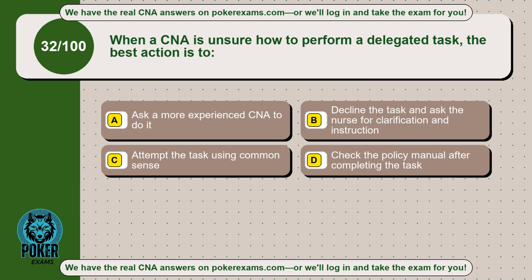Question 32. When a CNA is unsure how to perform a delegated task, the best action is to: Option A. Ask a more experienced CNA to do it. Option B. Decline the task and ask the nurse for clarification and instruction. Option C. Attempt the task using common sense. Option D. Check the policy manual after completing the task.